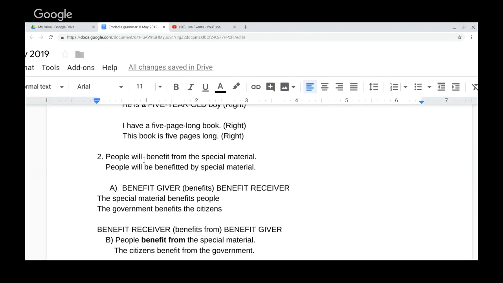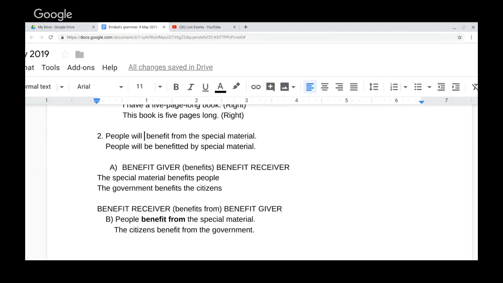So, will, can, have, people have. It doesn't matter which form benefit is in, but you can never put get with benefit. Is it clear? So, people will have benefited from, right? People will benefit, right? So, people will be benefited, wrong. Is it clear, guys? Did you understand this one?